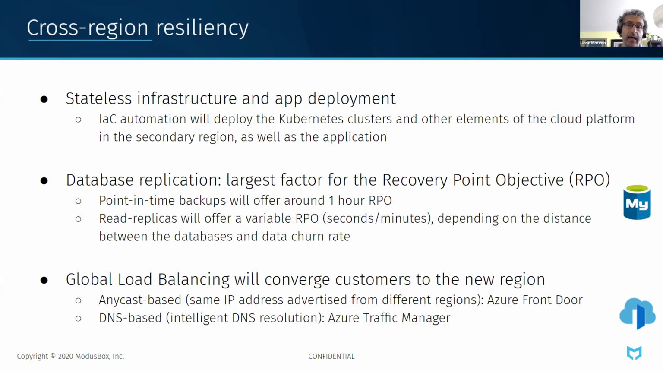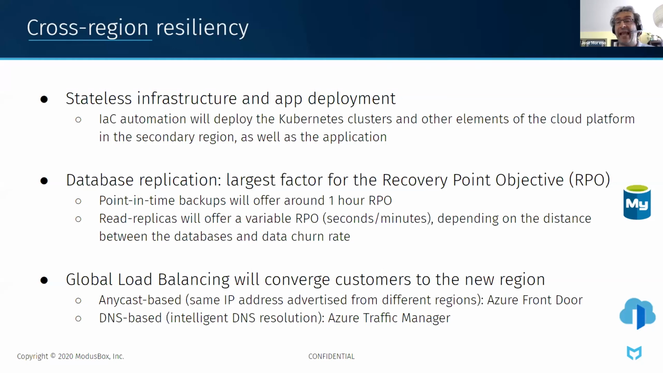The second alternative, which offers a much lower recovery point objective, is having read replicas in the secondary region. Every transaction in the primary region would be sent to the secondary region asynchronously, so that any latency will not impact on the performance that the end user is seeing.